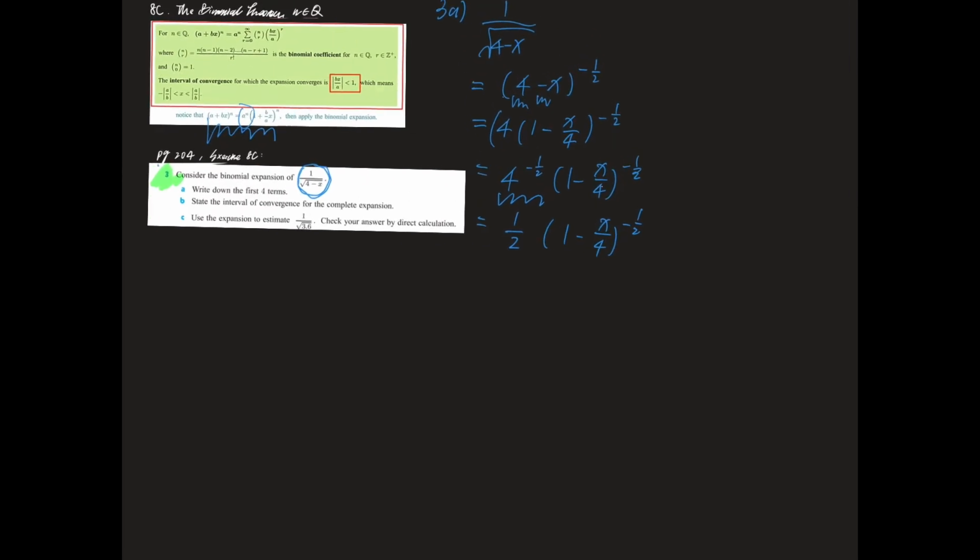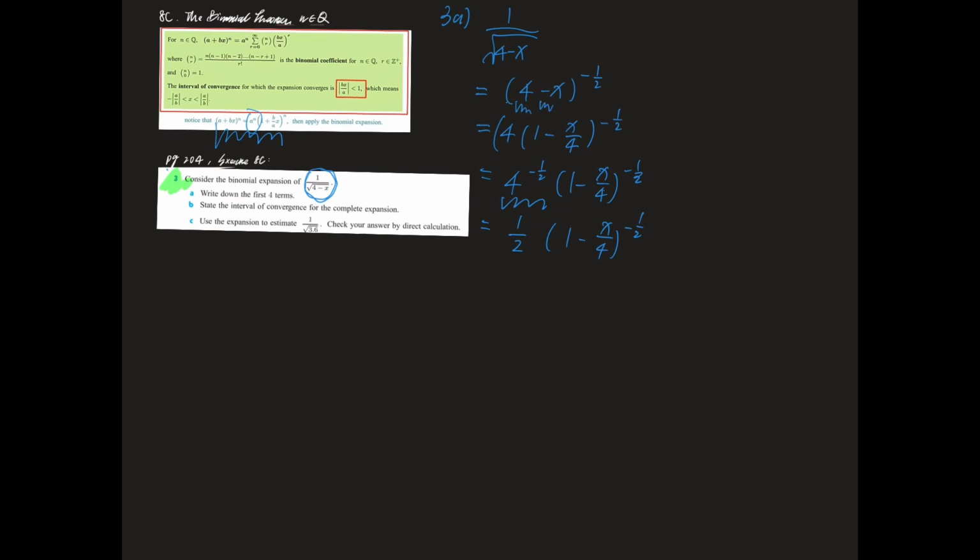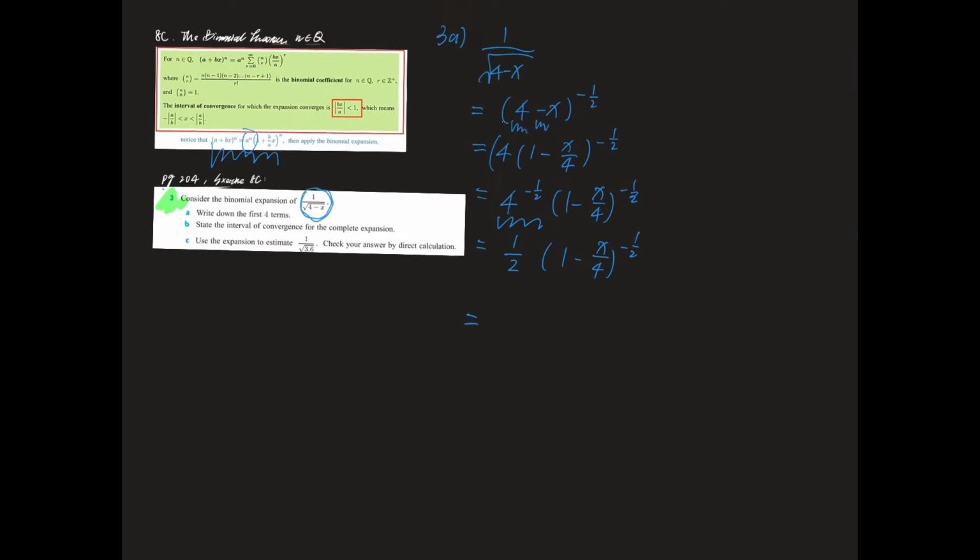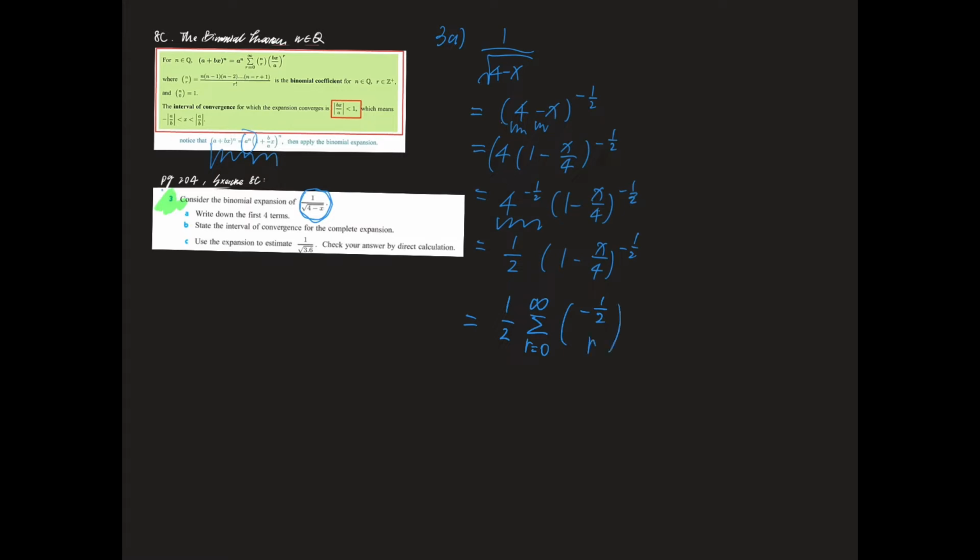Now, we can use the formula to expand it. In this case, we can use the sigma sign first. So 1 on 2, and then sigma from r equal to 0 to infinity. We have n choose r, where n in this case is negative half, and r is just r. And then bx over a, remember the negative sign, so negative x over 4 to the power of r.